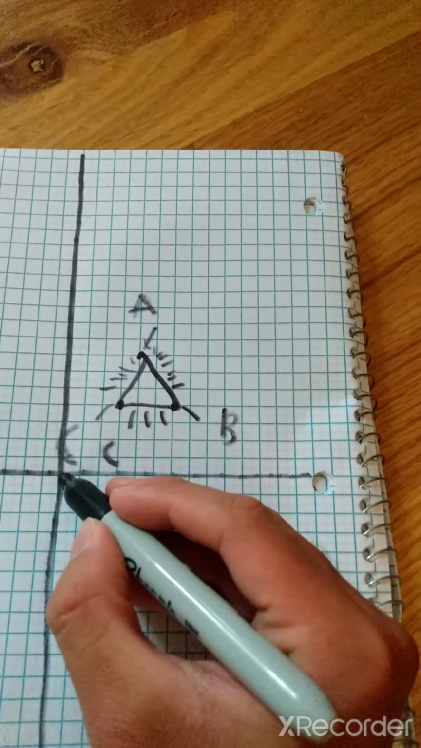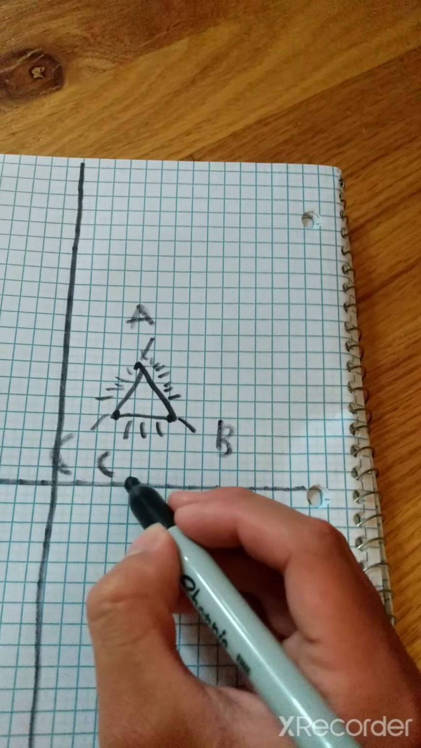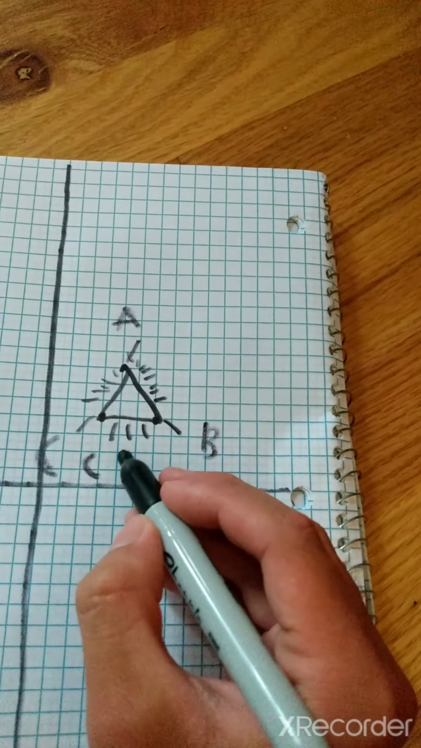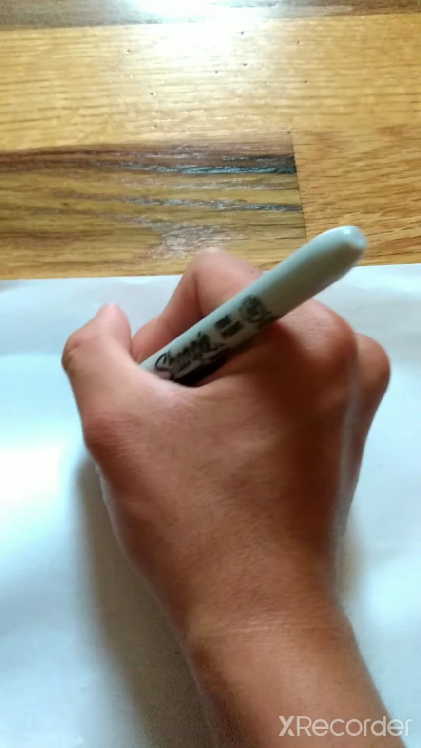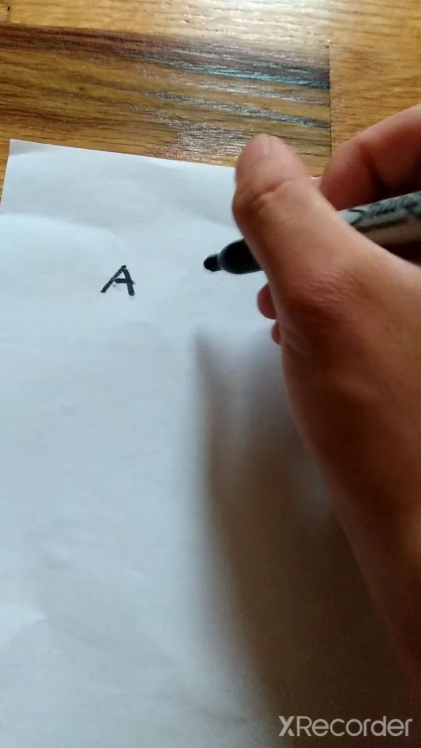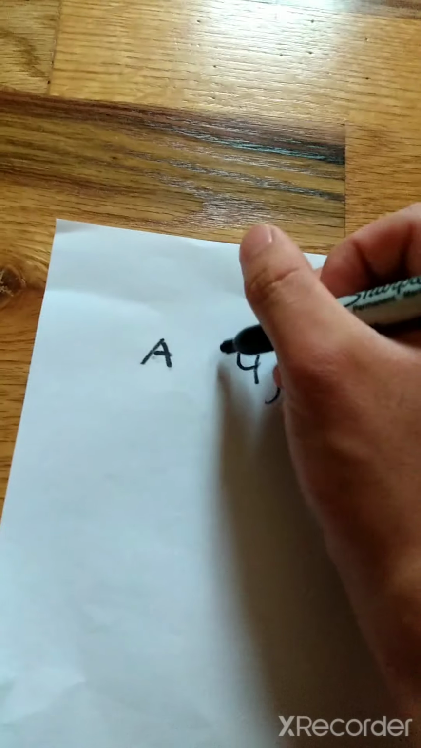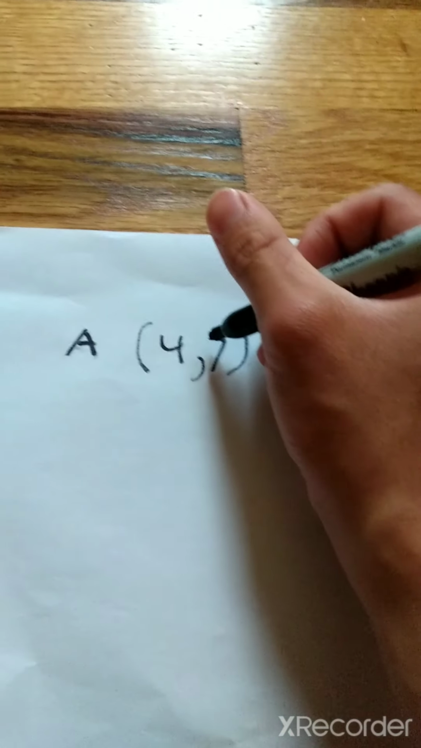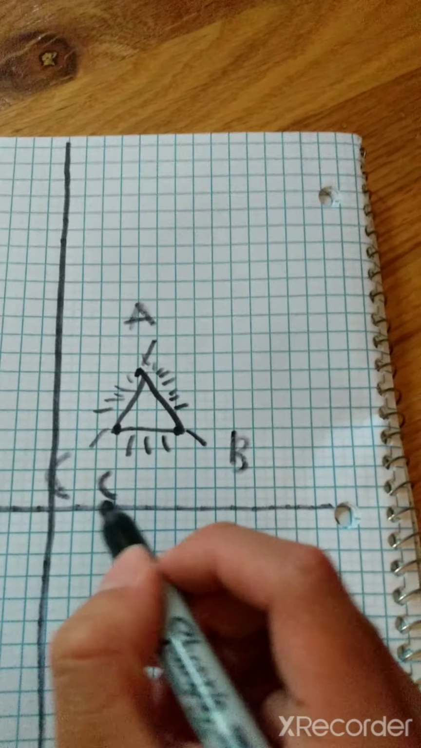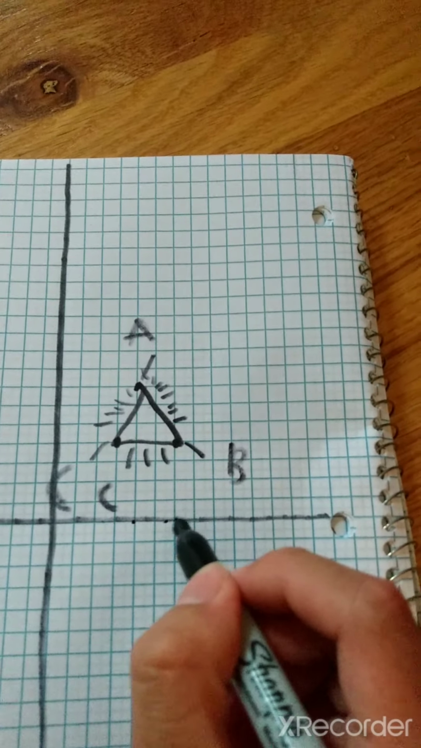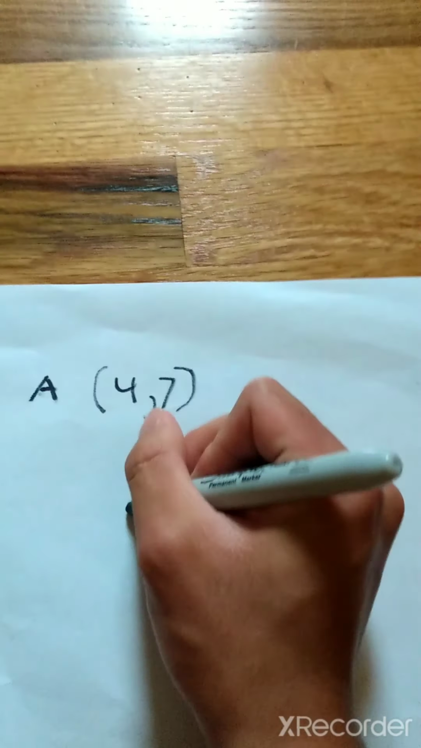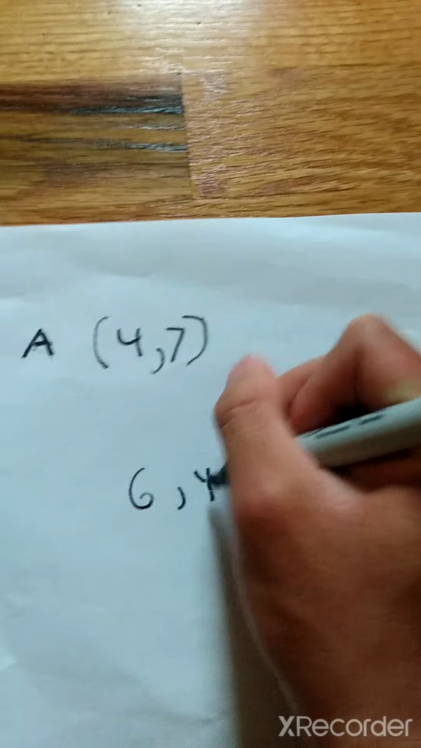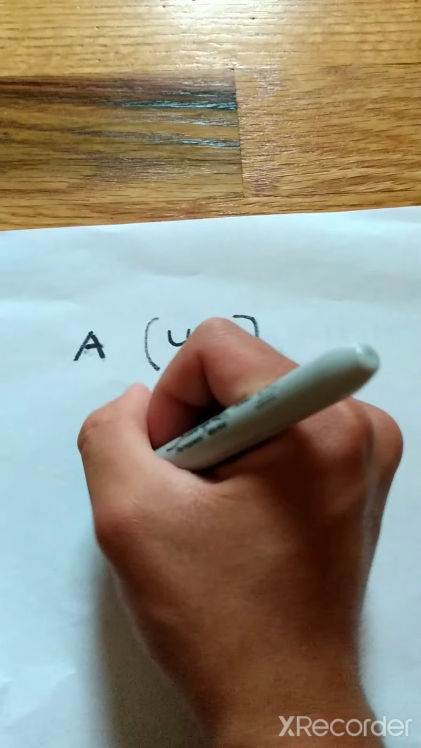For point A, we count 1, 2, 3, 4, then 1, 2, 3, 4, 5, 6, 7. So point A is (4, 7). That's where it is on the graph. Point B is 1, 2, 3, 4, 5, 6 across and 1, 2, 3, 4 up, so we have (6, 4). That is point B on the graph.